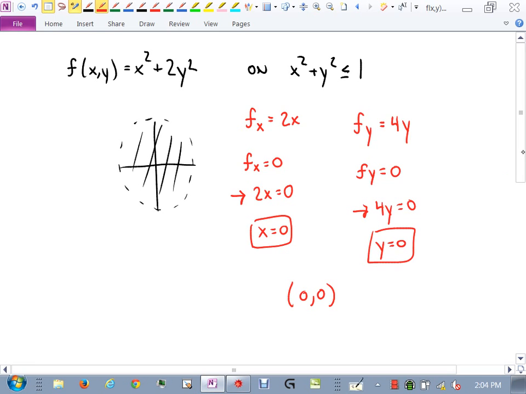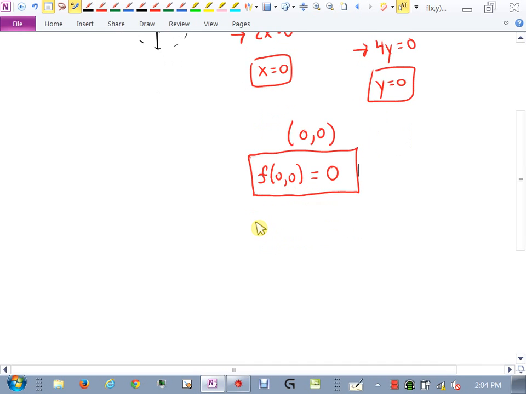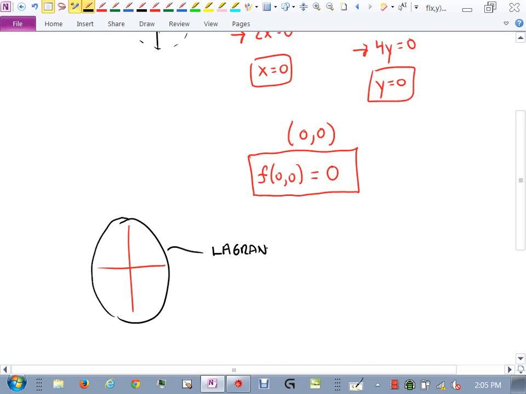Okay, so now the rest of it would be computing it. Let's compute f of 0, 0. And that's obviously just 0, right? So that is one potential thing to look at. And then the rest, we actually do the boundary now. And for that, we do the Lagrange. It doesn't matter which one. Either way. And so, see previous note.